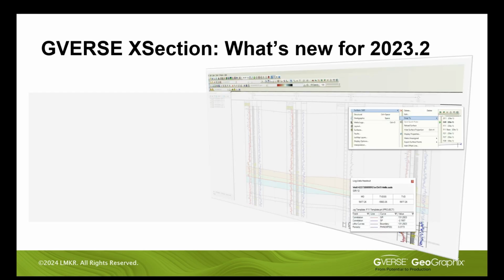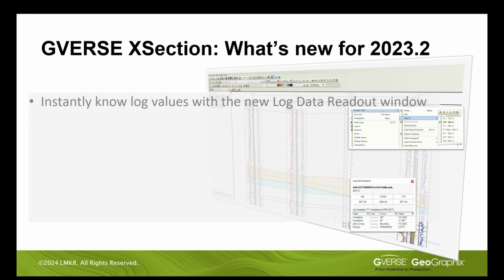Now let's see what's new for GVERSE XSection for the 2023.2 release. A Log Data Readout window is available for displaying the curve values in a well at the cursor position. There is now more control on visibility of wells within the cross-section. Wells can be hidden without being removed from the cross-section and easily turned back on from the Wells tab.